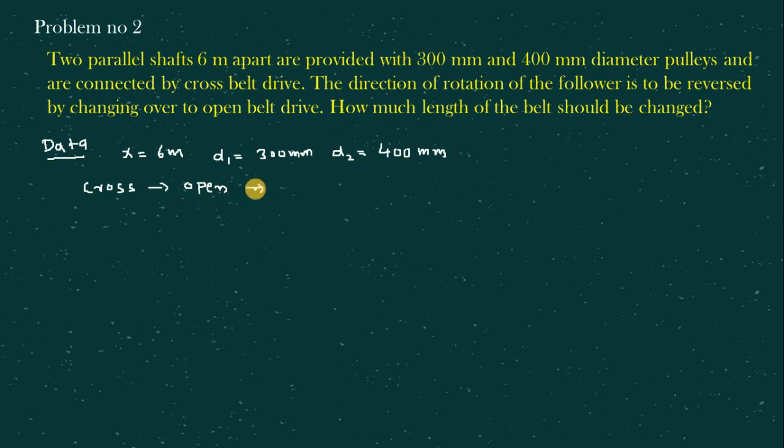In doing so, what change in belt do we have to consider? This is the question: change of length. So for that, let's calculate the length of the belt when it is cross belt and when it is open belt. This side I am going to calculate the open belt, and this side I am going to calculate the cross belt.